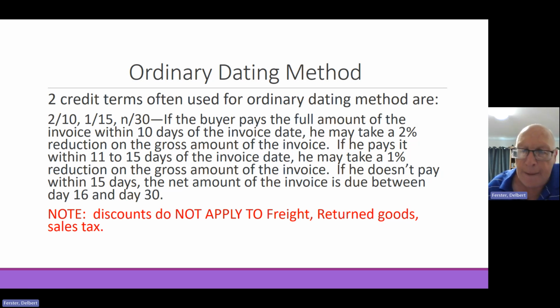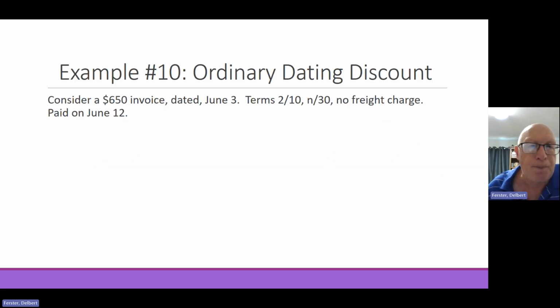Same thing as before, no discounts for freight, no discounts for return goods, no discounts for sales tax, just on the merch. All right, we're going to take a look at an example. You've got a $650 invoice and it's dated June 3rd. The terms are 2/10 net 30. There is no freight charge for us to consider. And we're going to make payment on June 12th.